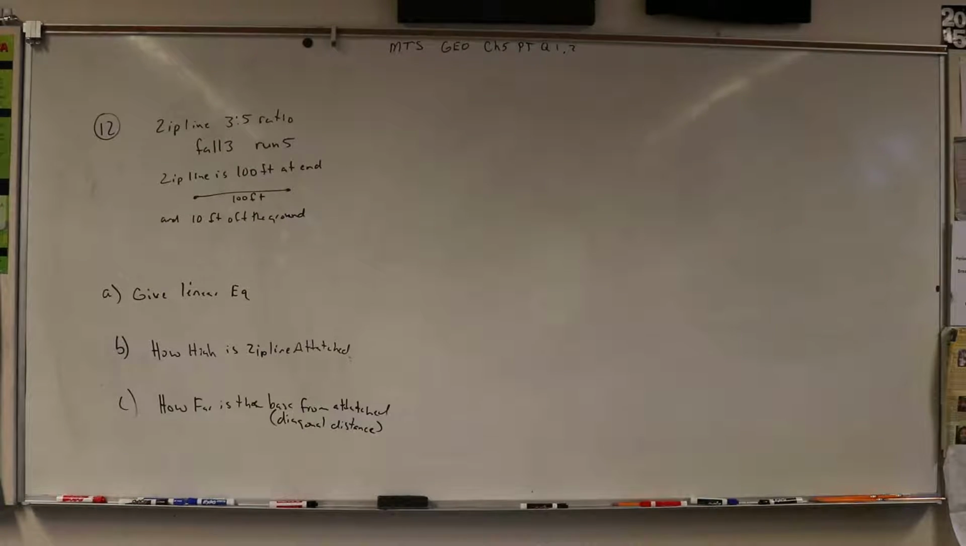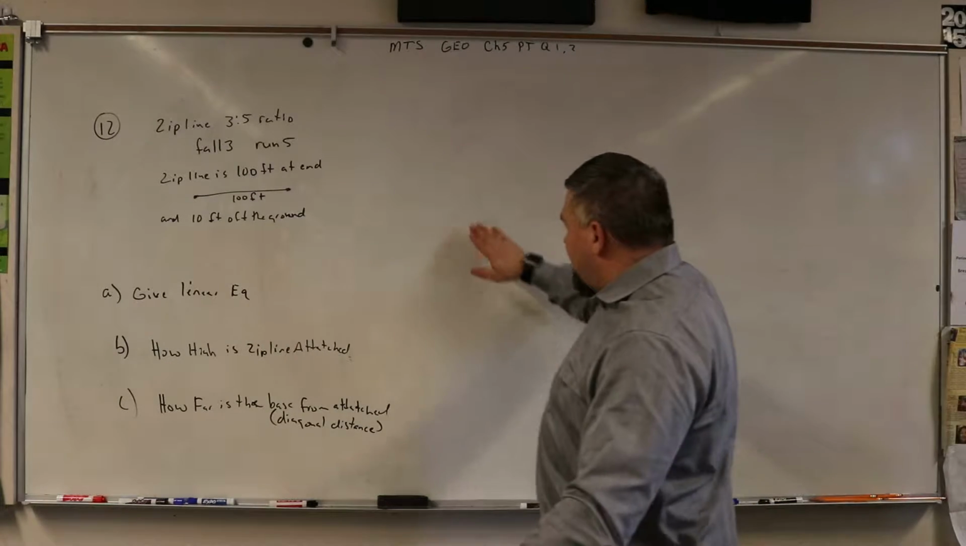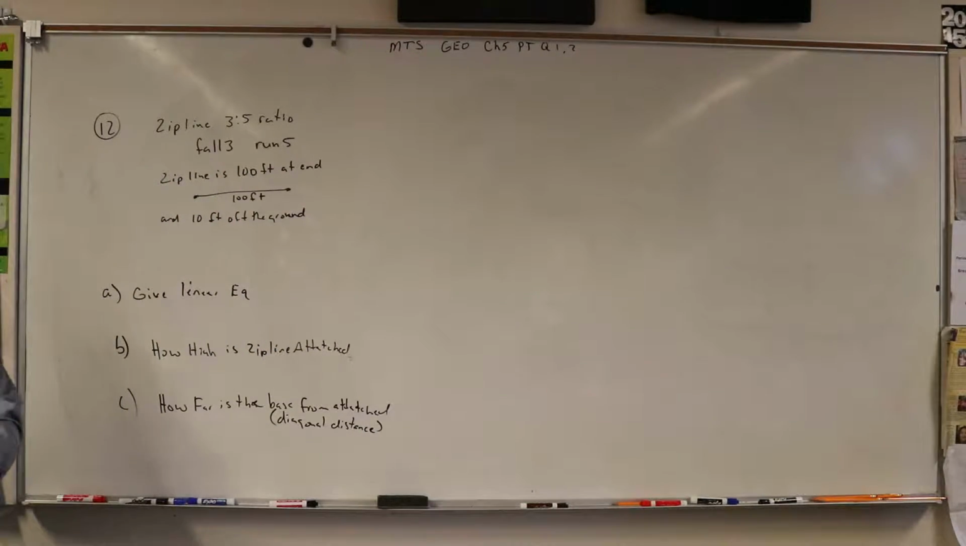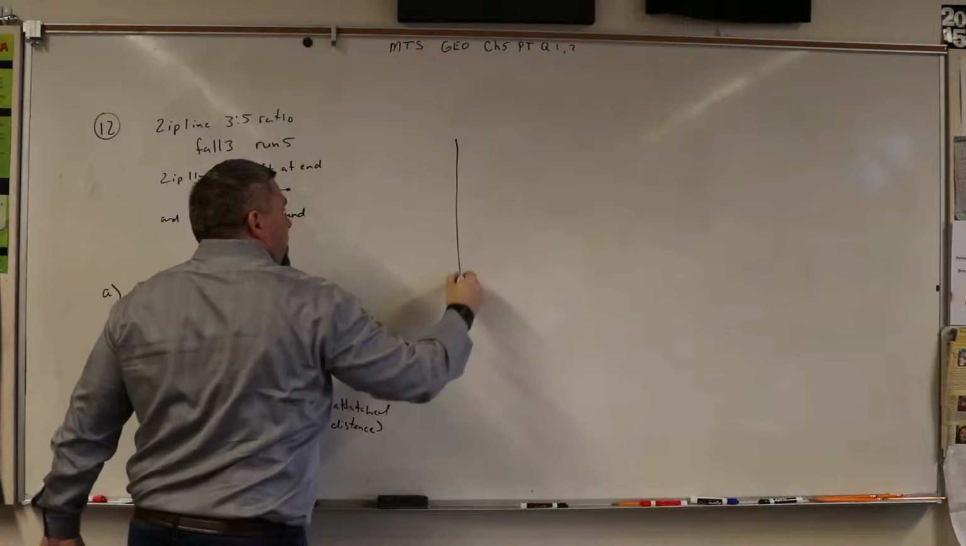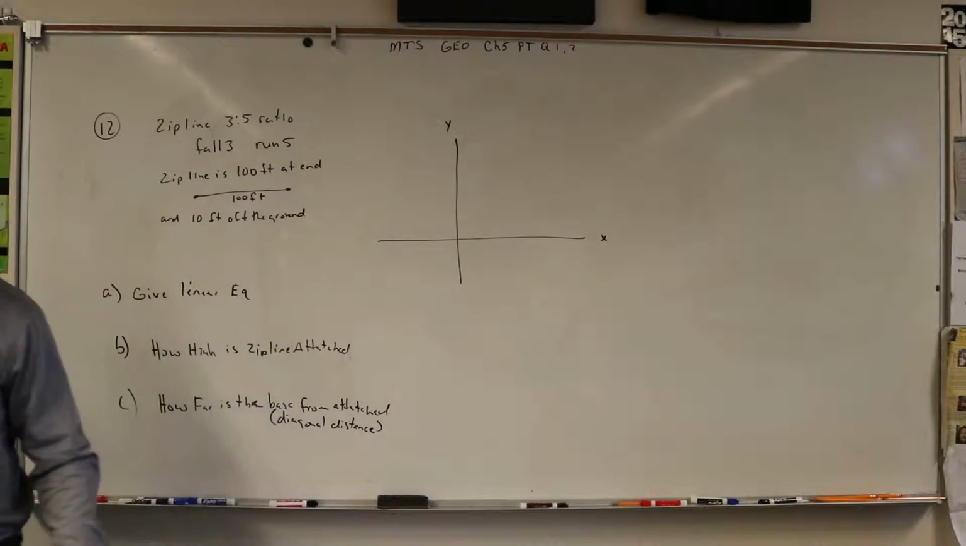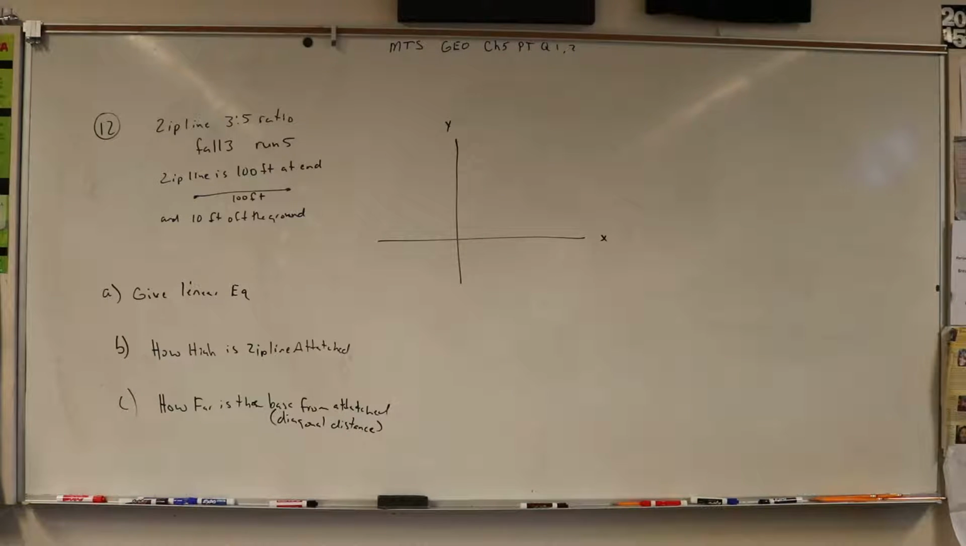Alright, so problem number 12. The zip line problem. We got this straight from your book. They said that they had a ratio of 3 to 5, but they want us to do a linear equation. Because I see the word linear, I'm going to think line, and I'm going to think XY coordinate. This is your Y, this is your X.